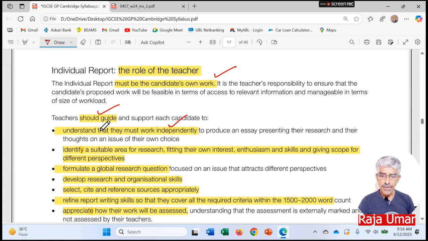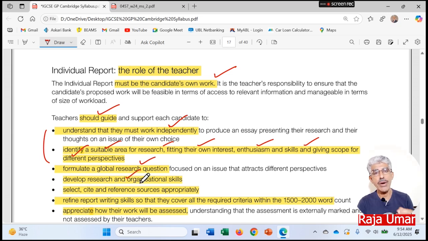Then identify a suitable area of research fitting their own interest, enthusiasm, and skills, and giving scope for different perspectives. All these are to be taught by the teacher. Formulate a global research question. The teacher should guide how to formulate a good research question. That should be a global question. Develop research and organizational skills, telling you how to make the bibliography, and that is a greater learning, especially using MS Word, how to make the bibliography, that must be taught by the teacher.